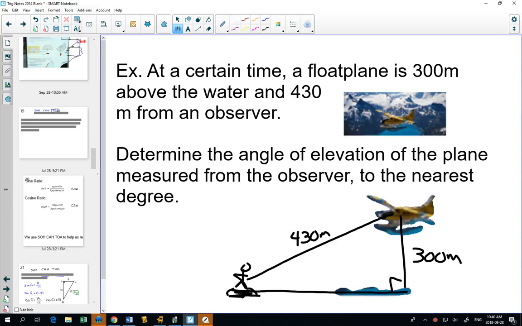Determine the angle of elevation. Angle of elevation is from the horizontal, looking up, measured from the observer. So the angle we want to find is this one. SOHCAHTOA, which one should we use? Sine, cos, or tan? Sine. It's not a sin. It's good. It's happy. Okay? Sine. We're going to use sine because we know the hypotenuse. That's the 430. And we know the opposite side. So with SOHCAHTOA, which one has the opposite and the hypotenuse? That's sine.